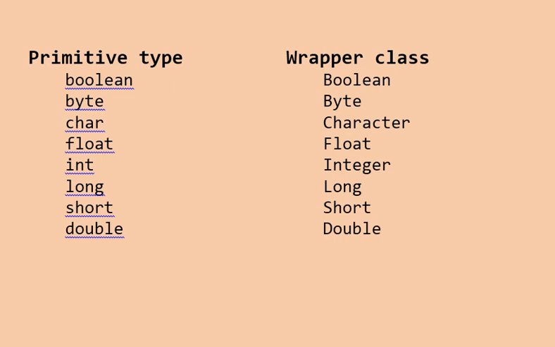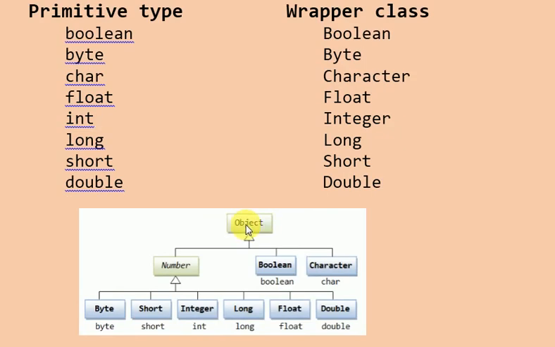Let's discuss. If you look at this diagram, you can see that Object is basically classified into Number, Boolean, and Character, and then all the numbers are further classified into Byte, Short, Integer, Long, Float, and Double. And then they have their primitive data types written under them. So basically, a wrapper class can be called an object. Yes, a wrapper class is basically a reference object. So a wrapper class can be called an object which encapsulates its relevant primitive data type.